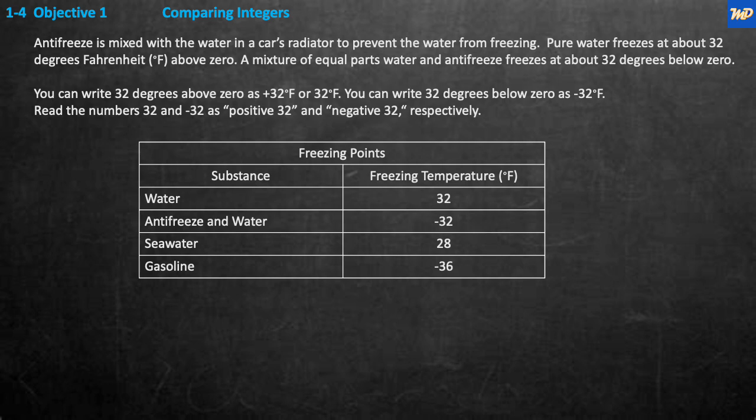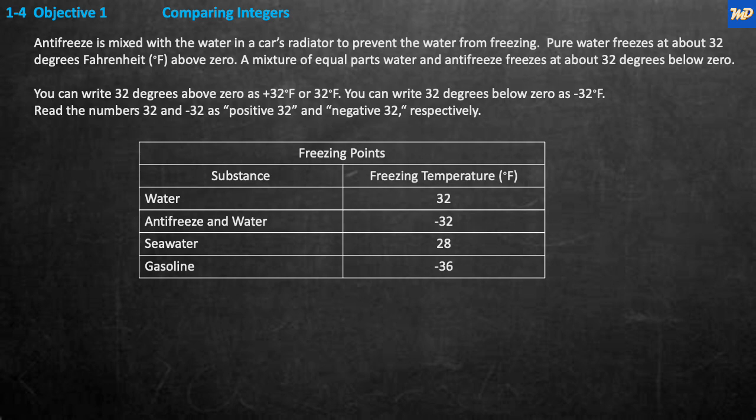You can write 32 degrees above zero as plus 32 degrees F, or 32 degrees F. You can leave the plus sign off. Or you can write 32 degrees below zero as minus 32 degrees F or Fahrenheit. Read the numbers 32 and minus 32 as positive 32 and negative 32, respectively.